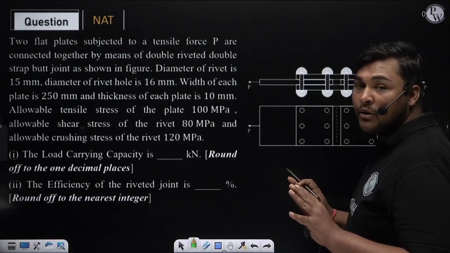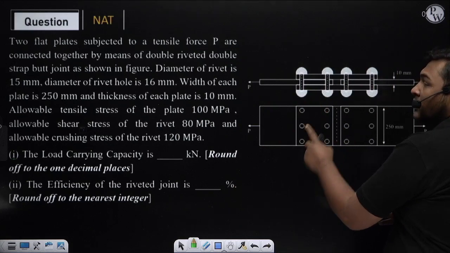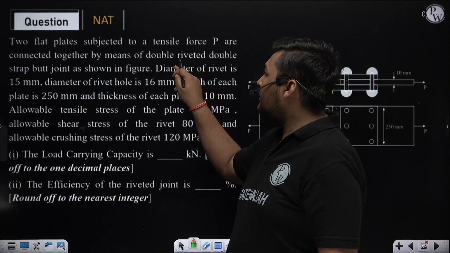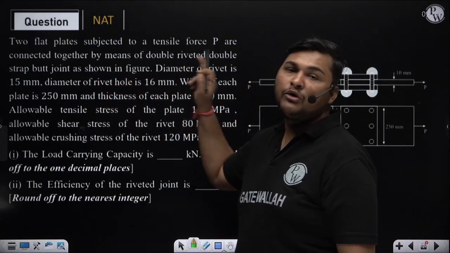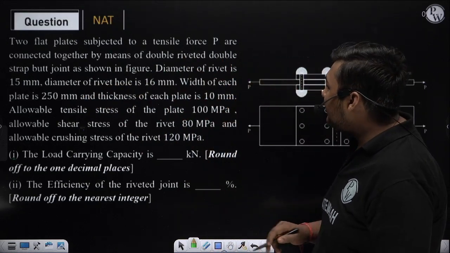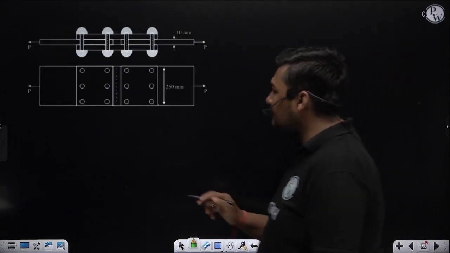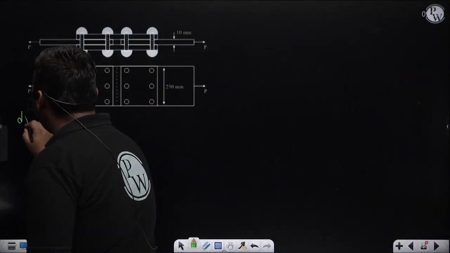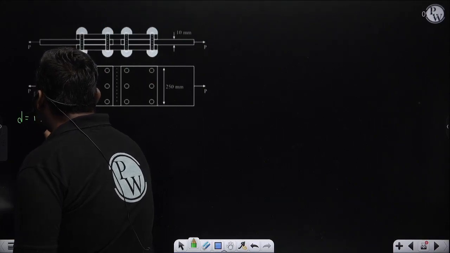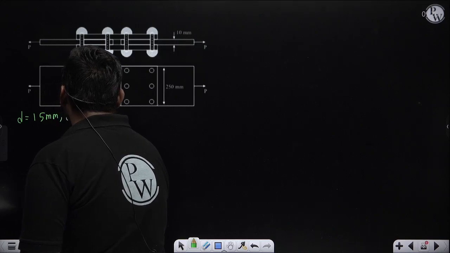Whenever you are seeing, the number of rows per plate in each plate is 2. That's why this is a double row riveted joint, and double strap because two strap plates are used, a butt joint, as shown in the figure. Now the diameter of the rivet is 15 mm and the diameter of the rivet hole is 16 mm. I'm writing here: diameter of rivet is 15 mm, and diameter of rivet hole, that is DH, is 16 mm.